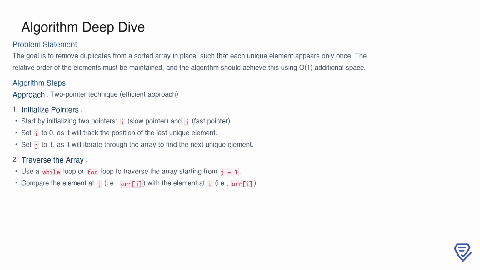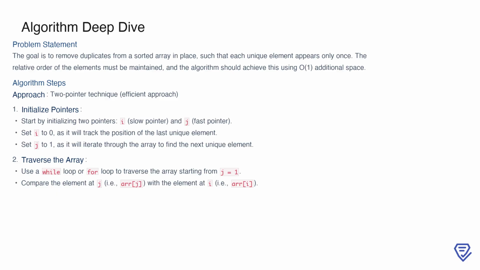Additionally, the relative order of the elements must be preserved. To achieve this efficiently, we'll use the two-pointer technique. Here's how it works. We initialize 2 pointers, i and j. The slow pointer i will track the position of the last unique element we've identified, starting at index 0. The fast pointer j starts at index 1 and scans the array to locate the next unique element.